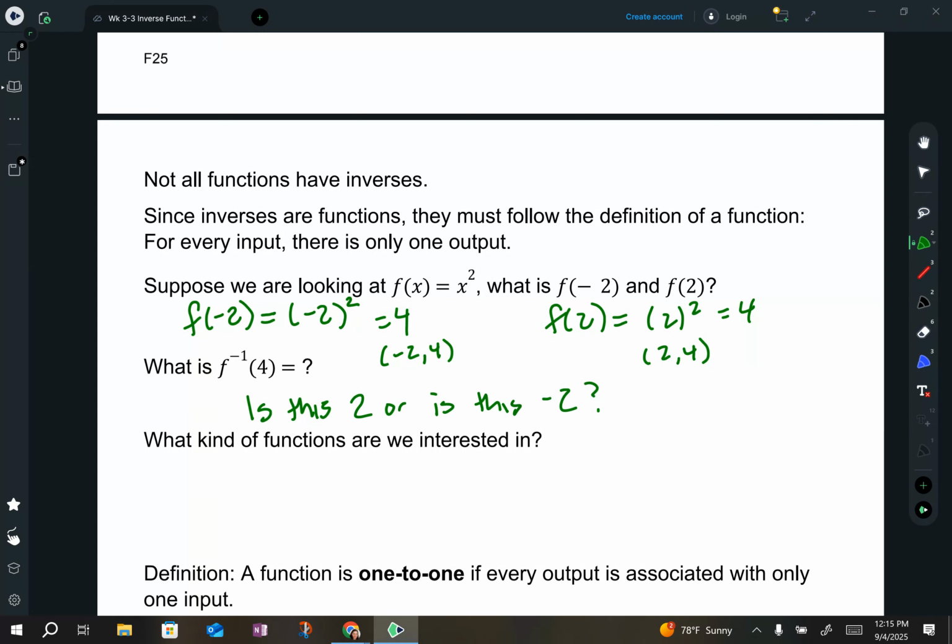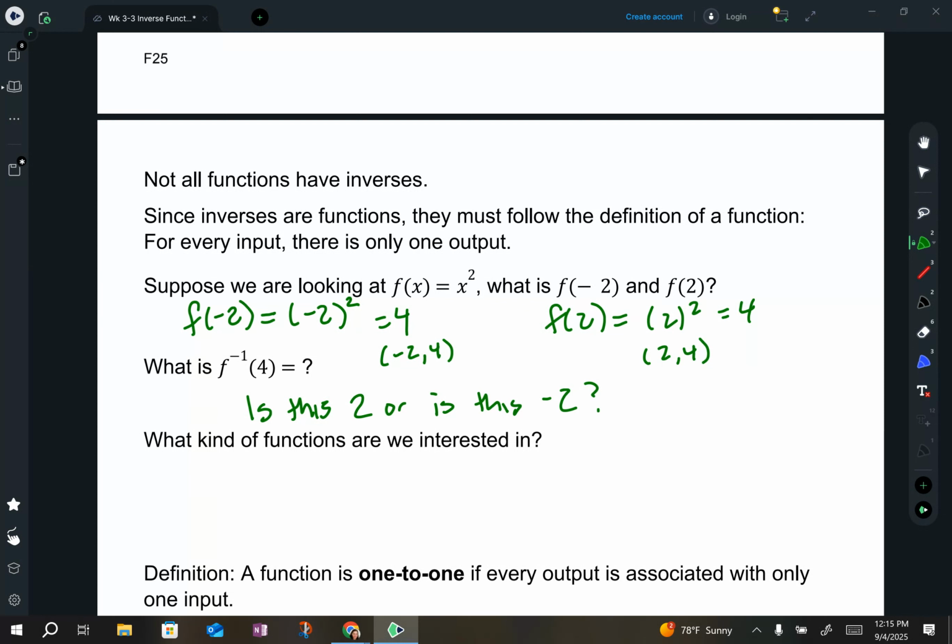And the question is, we don't know because this isn't a function, right? If we have an input that has two different outputs, so 4 could go to 2 half the time or negative 2 the other half, that does not make a function. That's not a function anymore. So our inverse function isn't a function. All right, so this means that x squared doesn't have an inverse function on its whole domain.